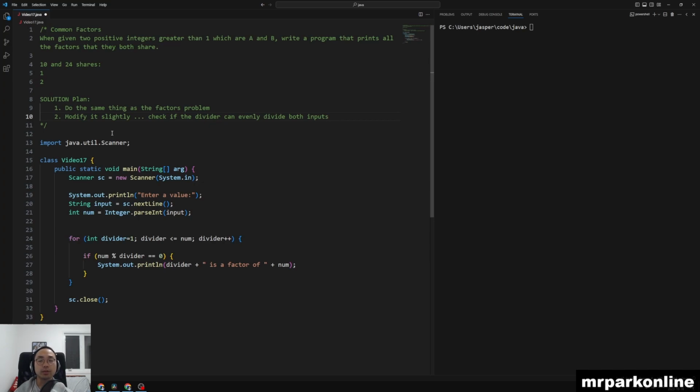In this video, we're going to be solving the common factors problem. When given two positive integers greater than 1, a and b, we're going to write a program that prints all the factors that they both share. 10 and 24 share 1 and 2.